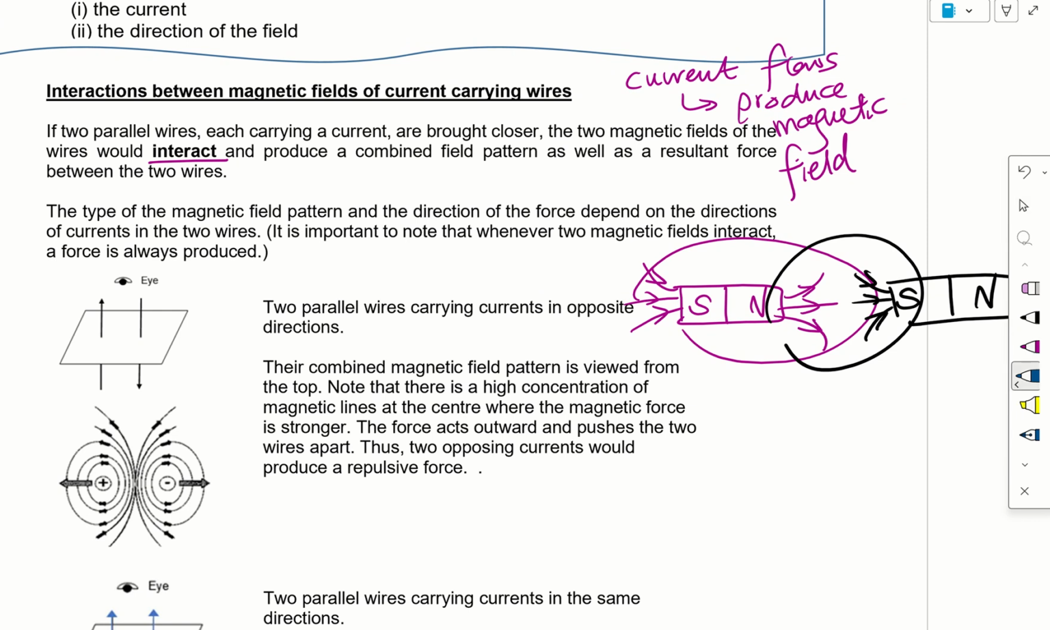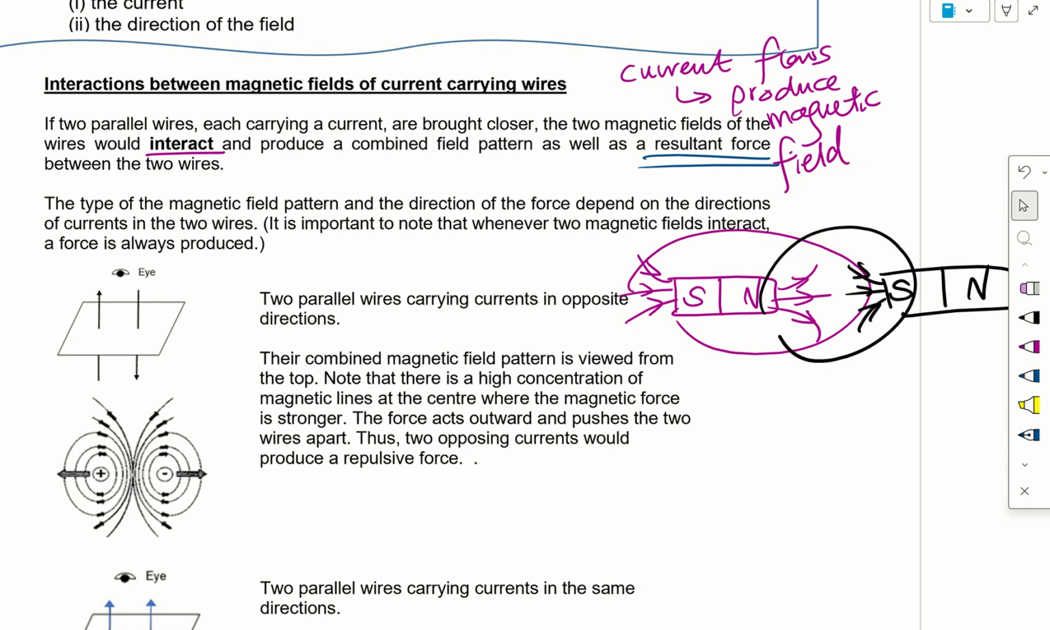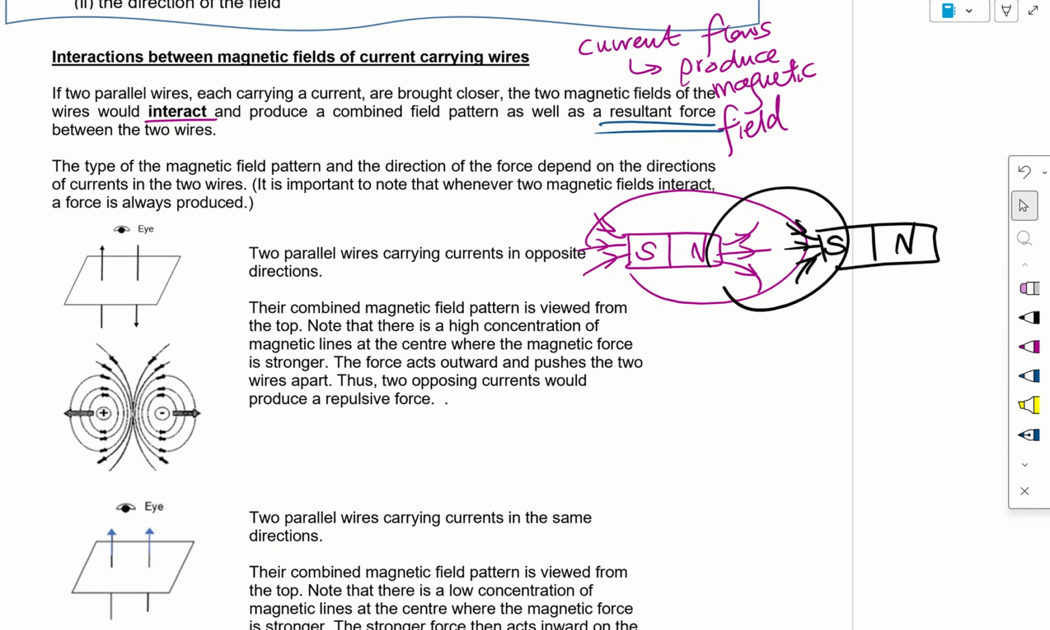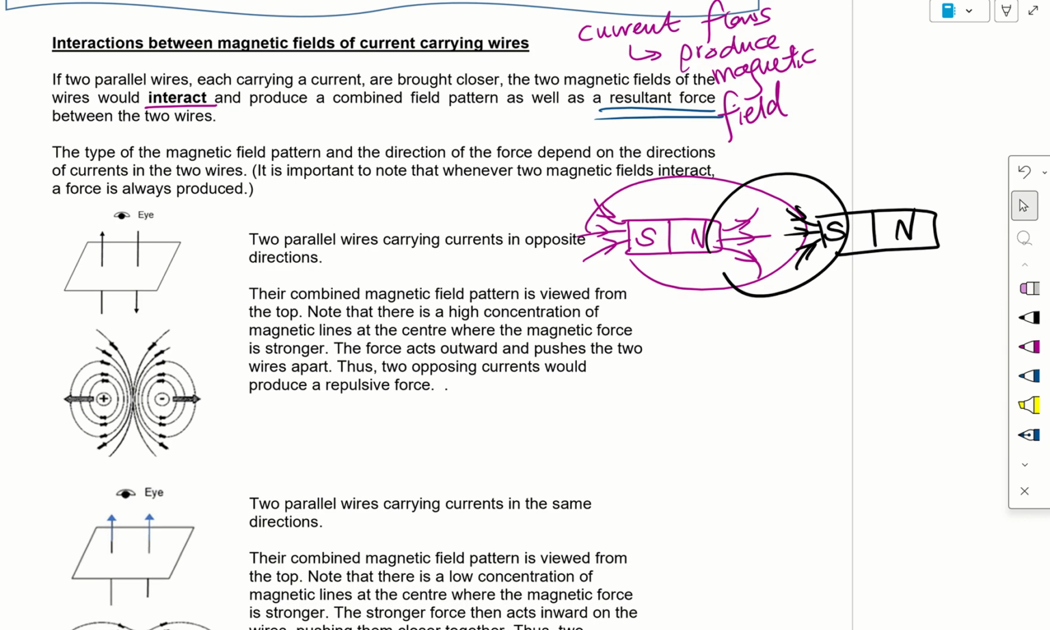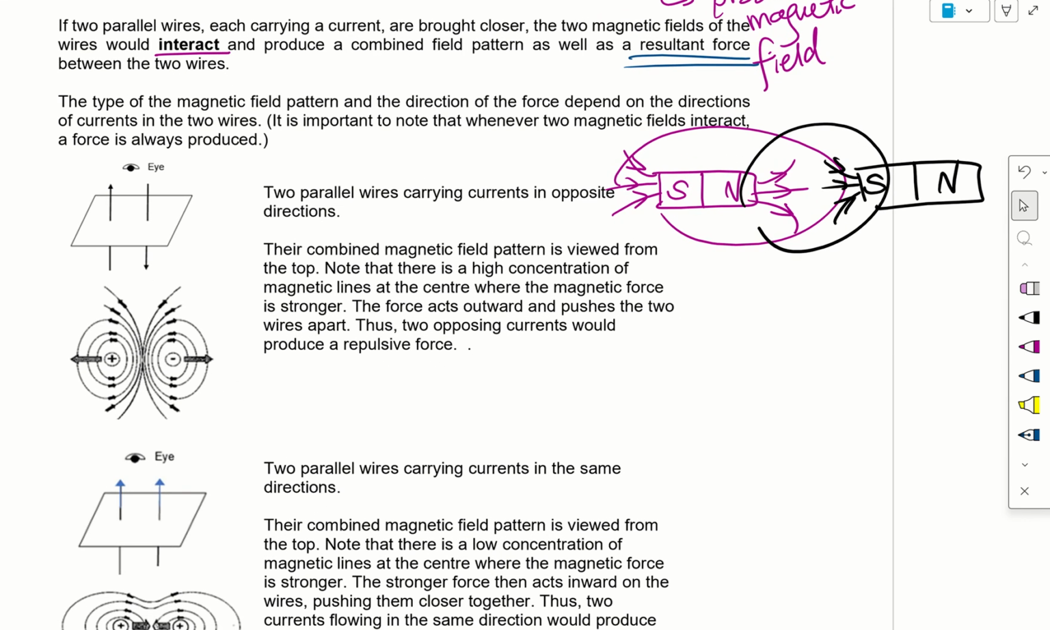So coming back to this, the magnetic fields of these two wires which are carrying current will interact and produce a combined field pattern as well as a resultant force, right? Just like two magnets which you put close together, they will interact and there will be a resultant force between the two magnets. The type of magnetic field pattern and the direction of the force depends on the direction of the current. So it's important to note that whenever two magnetic fields interact, a force is always produced.